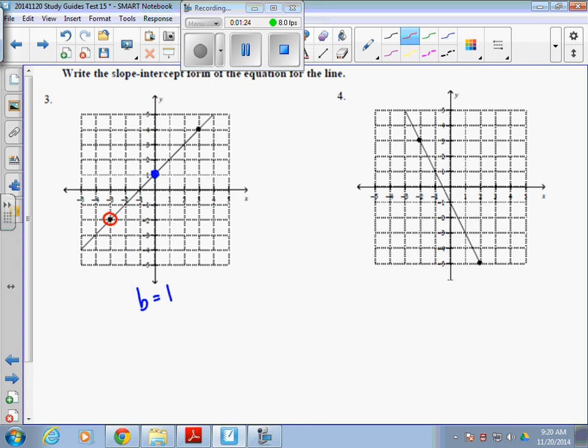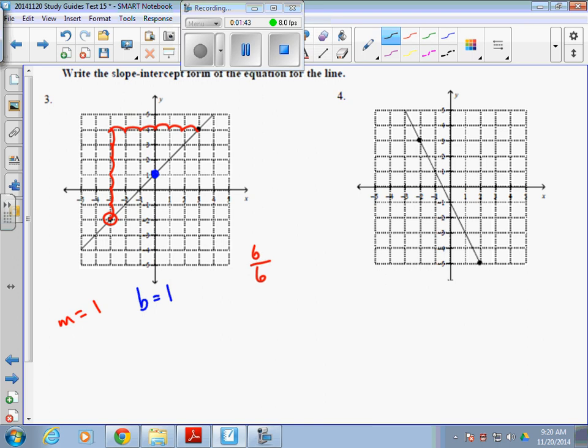So if we start here, we go up 1, 2, 3, 4, 5, 6. Up 6 is positive 6, and we're going to the right 1, 2, 3, 4, 5, 6. To the right 6. Again, 6 over 6 gives you your m value. Your m value is 1.